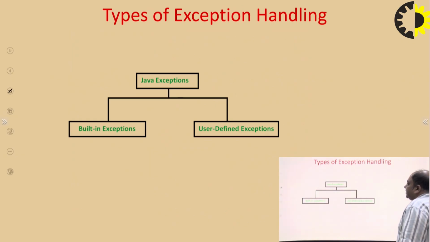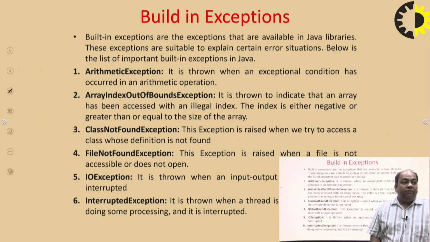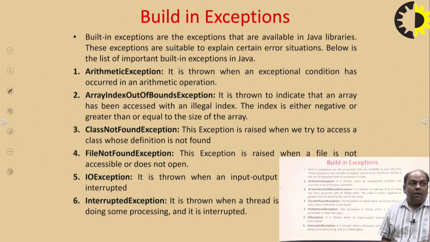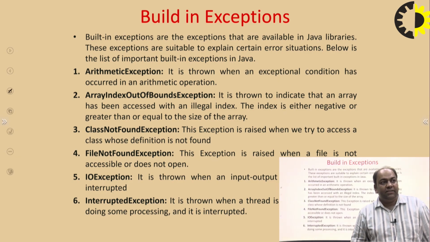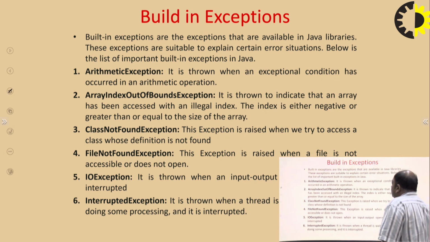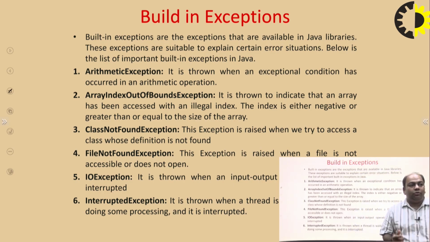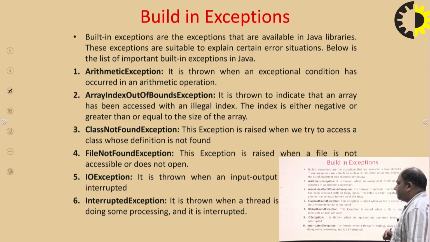So the types of exceptions are built-in exceptions and user-defined exceptions. First of all, what are the built-in exceptions? There are 12 built-in exceptions which are used for different purposes. First is arithmetic exception. It is thrown when an exceptional condition occurs in an arithmetic operation, like I have shown. I have divided the number by 0, so it is an arithmetic exception.